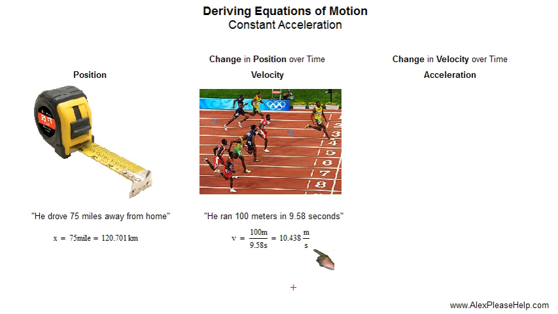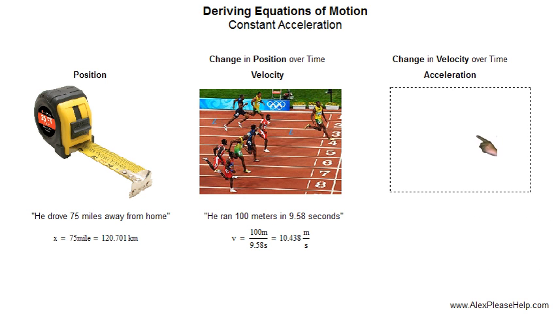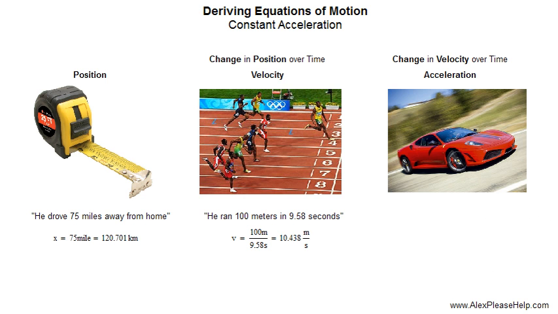If you want to calculate how long it takes velocity to change over time, this is known as acceleration. And here's an example. A car can go from 0 miles per hour to 60 miles per hour in 2.2 seconds. The acceleration is equal to 60 miles per hour divided by 2.2 seconds. Doing the unit conversion and the proper calculation equals 12.192 meters per second squared.